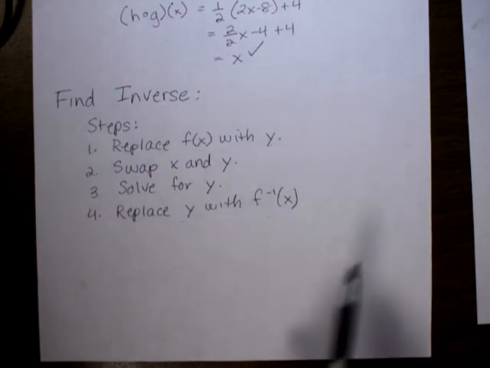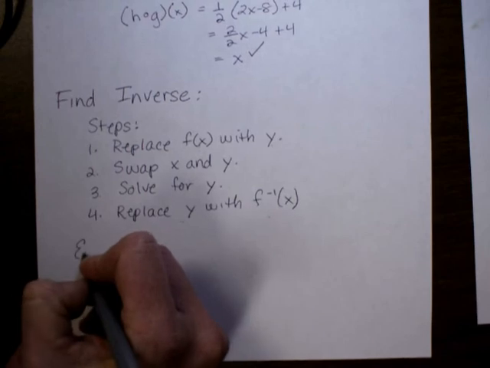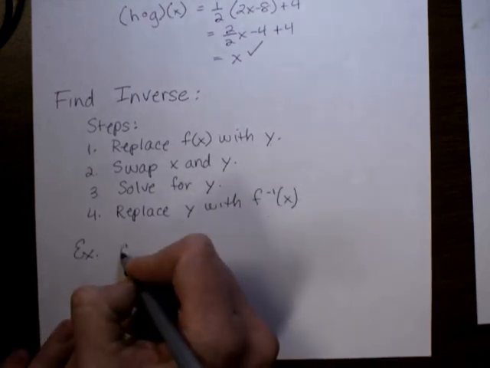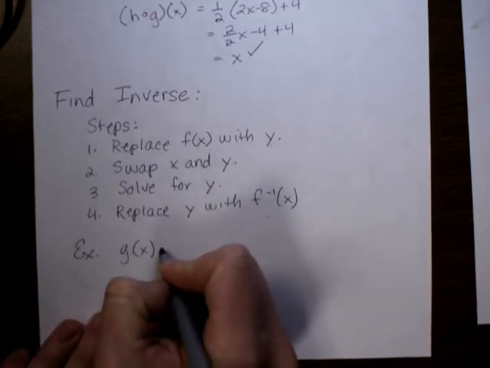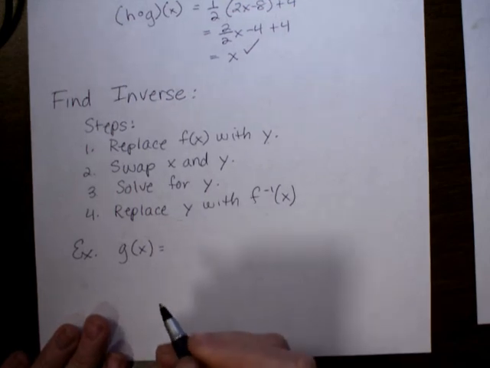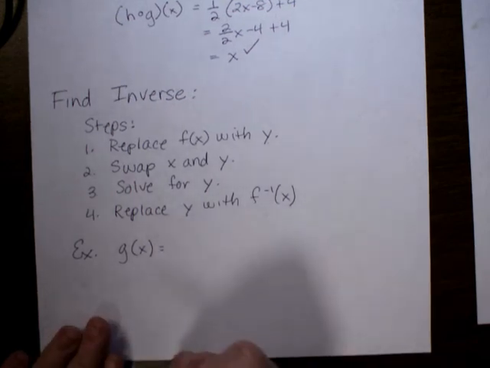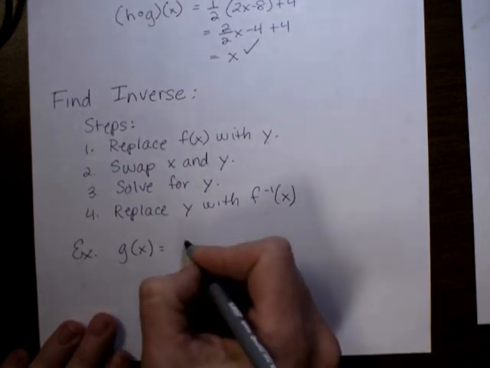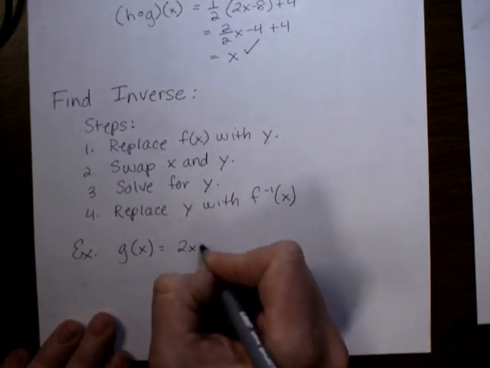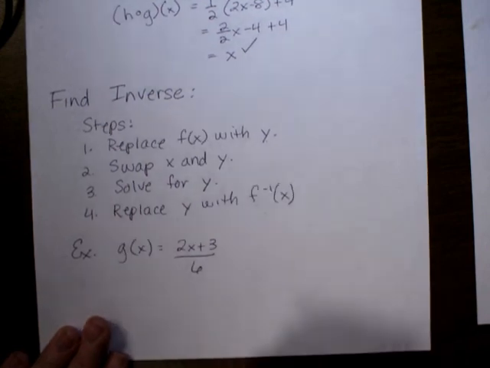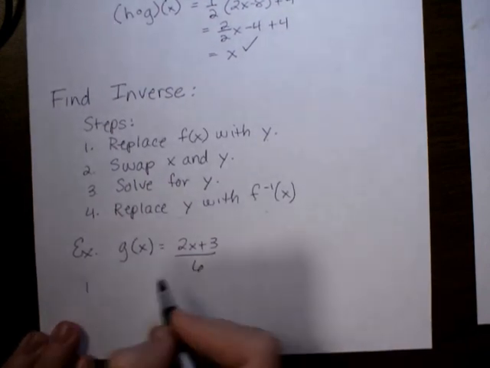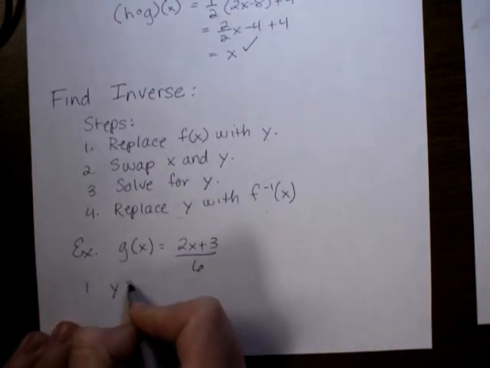So let me show you one example of that, and we will be done. I'm going to use g of x, but just remember you can do really any h of x, f of x. It's not always f of x. Alright, so let's do this example. I want to find the inverse. Step 1, replace our function notation with y.